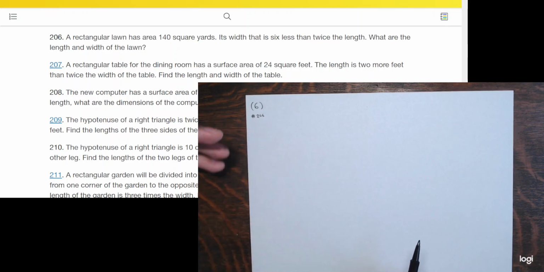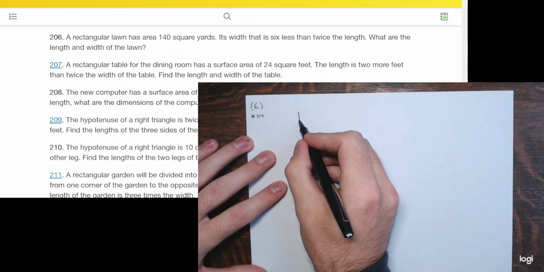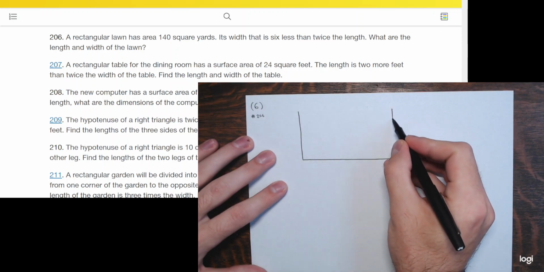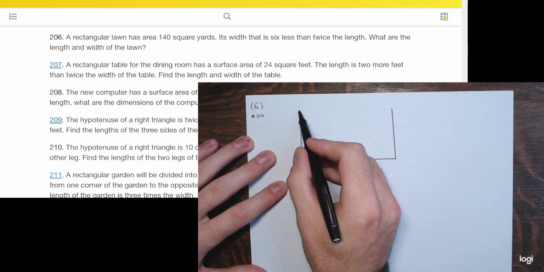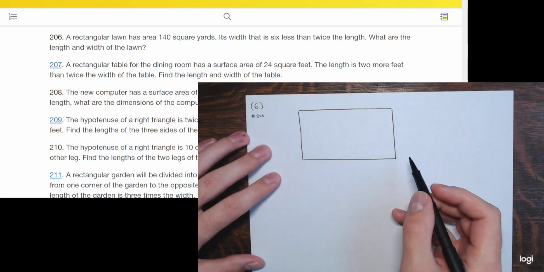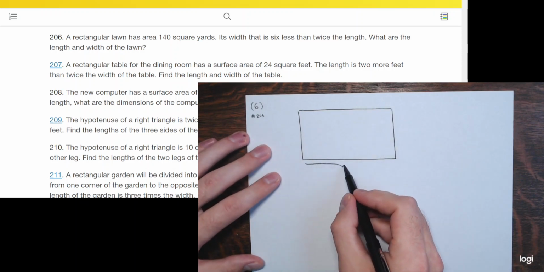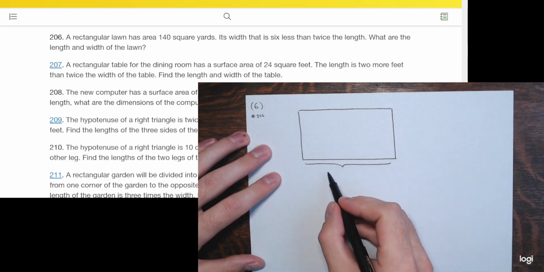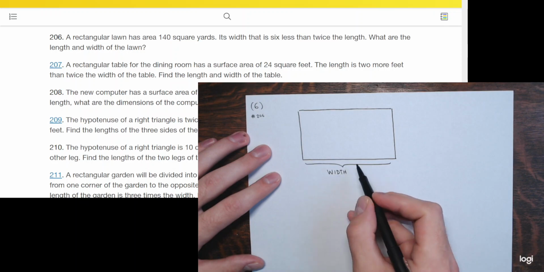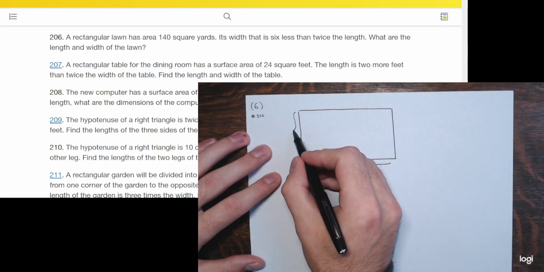So this one I'll draw, some generic rectangle. A rectangle, remember, is a 4-sided figure with all 90-degree angles. There's a width and a length, and I'll call this side the width, and I'll call this side the length.